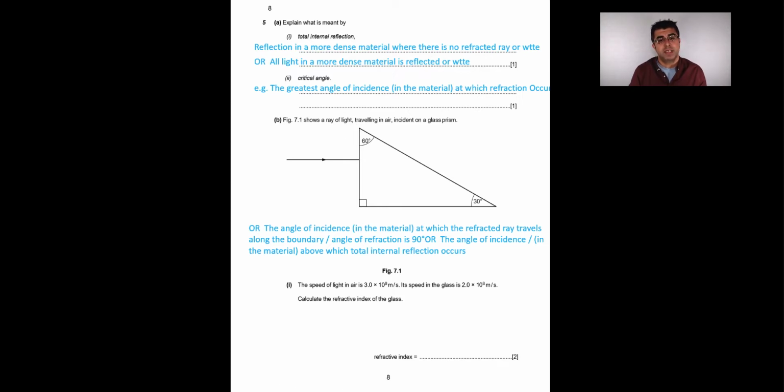Part B. Figure 7.1 shows a ray of light travelling in air incident on a glass prism. The speed of light in air is 3 times 10 to the power of 8. Its speed in glass is 2 times 10 to the power of 8. Calculate the refractive index. Refractive index is speed of light in air or vacuum divided by speed of light in the medium or glass. You're going to have 3 times 10 to the 8 divided by 2 times 10 to the 8, which gives you 1.5.